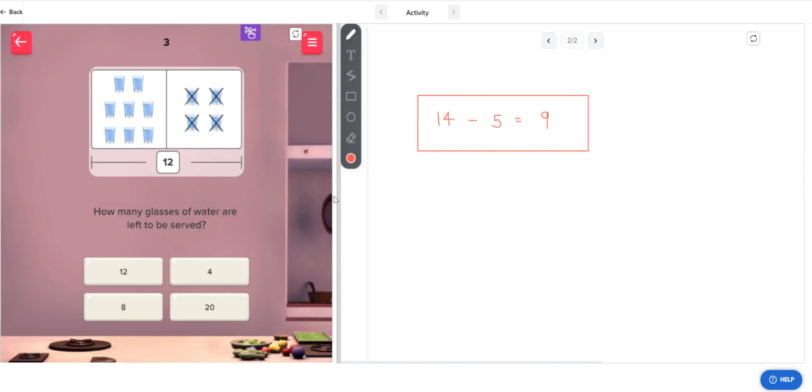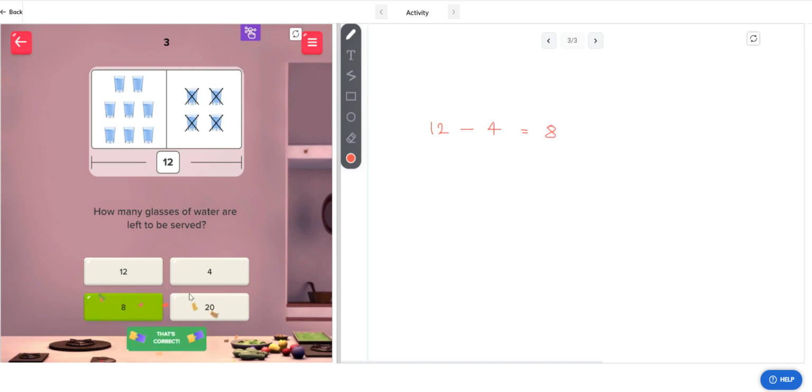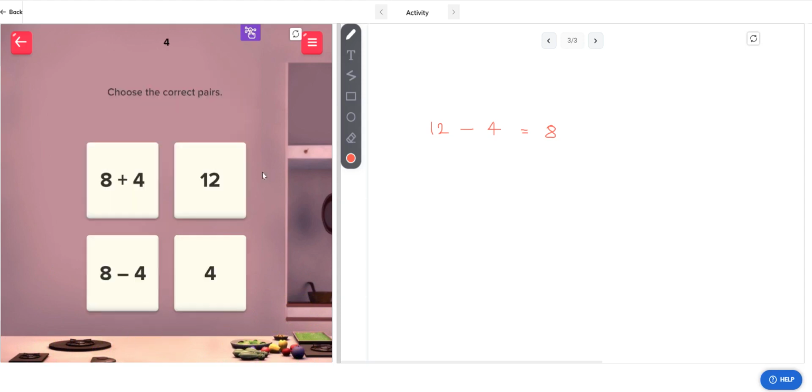In the next question, Chef Alessandro wants to serve glasses of water. Okay. Let's see. 12 glasses of water in total and out of which 4 are crossed off. So what do I do? 12 minus 4, right? The question says how many glasses of water are left to be served. Well, let's give it a count. 1, 2, 3, 4, 5, 6, 7 and 8. That means I have 12 minus 4, that is 8 glasses of water left to be served. Okay? Awesome work, you guys. Let's go to the next one.